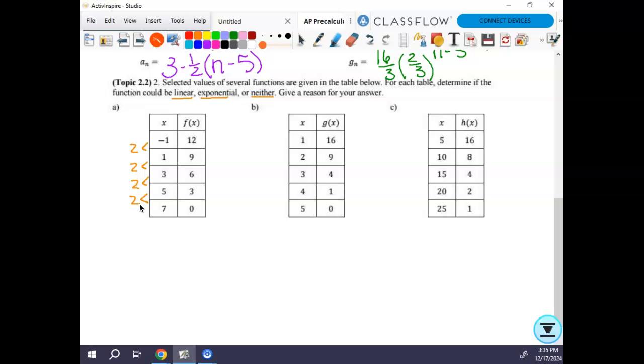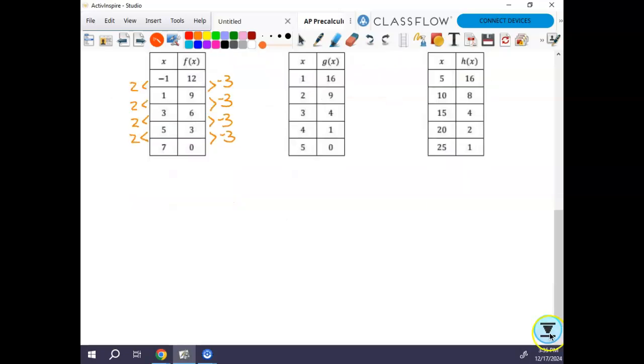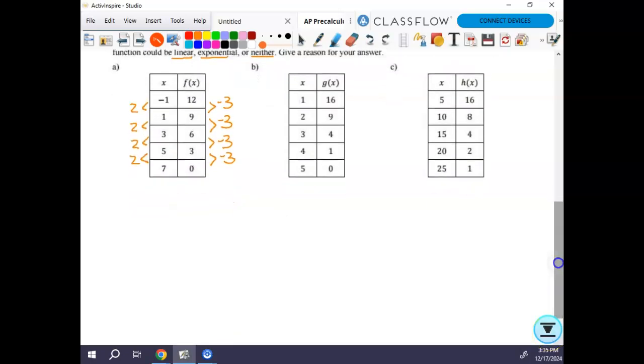And then I can look at my differences here. 9 minus 12 is a negative 3. 6 minus 9 is a negative 3. This is negative 3, negative 3. So I have a constant rate of change there, which means this would be linear. So I can say f of x could be linear.